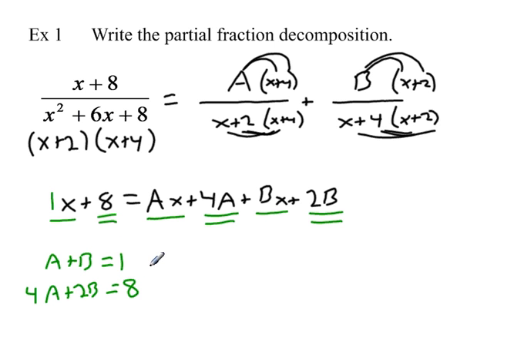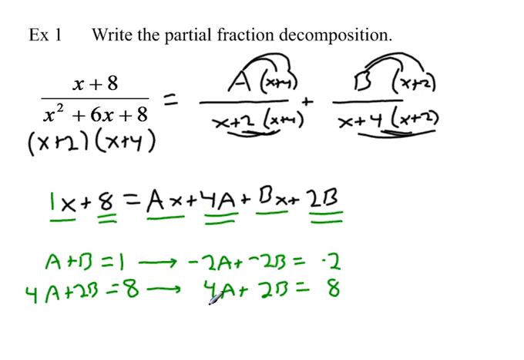Okay, I'm going to multiply that top equation by negative 2. Negative 2A plus negative 2B equals negative 2. And the bottom equation I'm just going to bring over. 4A plus 2B equals 8. The whole reason I did that is because if I add straight down, those B's will be eliminated, and I've got 2A is equal to 6, which leads to A equals 3.